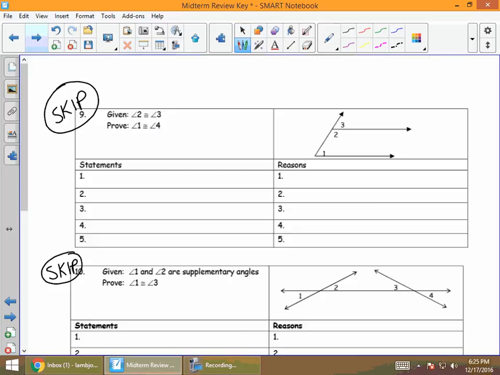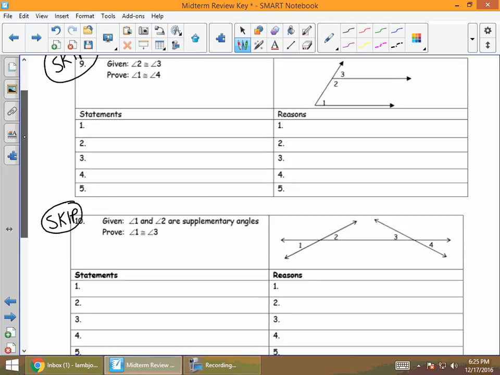Questions number 9 and 10. I'm sure this is going to break your heart at home, but you cannot do these proofs. They both have typos in them. Number 9 doesn't even have the picture. The picture does not contain angle 4, so there would be no way to prove angle 1 is congruent to angle 4. So you can skip over that one.